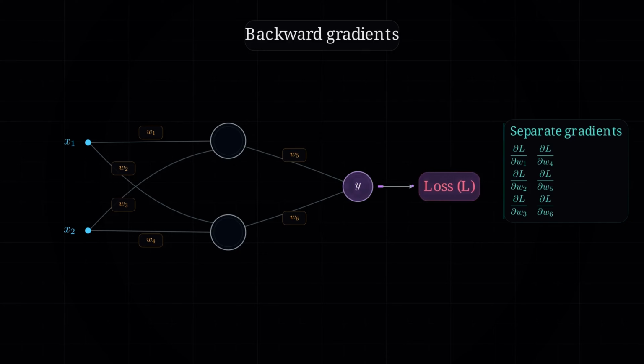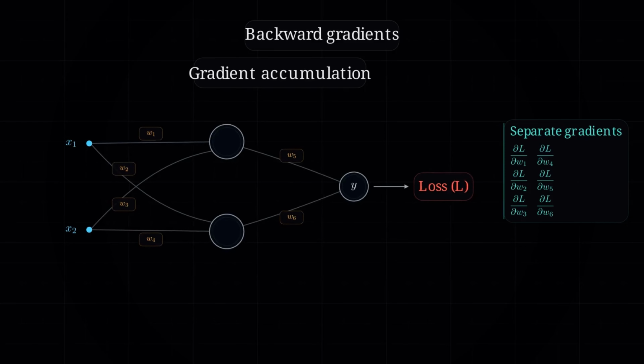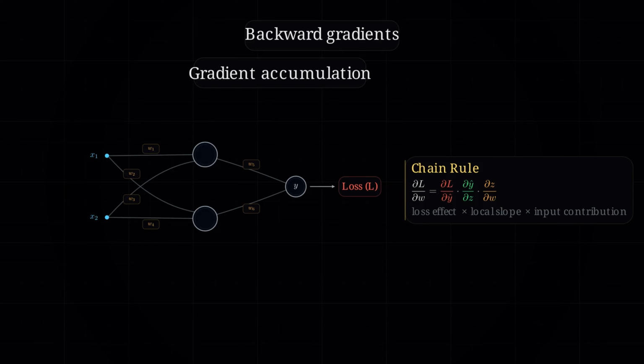The error starts at the output. Then it travels backward through the network. As it moves backward, it splits across multiple paths. Each neuron collects gradient information from the paths after it. This is called gradient accumulation. Then the chain rule is applied again. Each path contributes to the final gradient of each weight. So every weight learns how much it helped or hurt the final prediction.